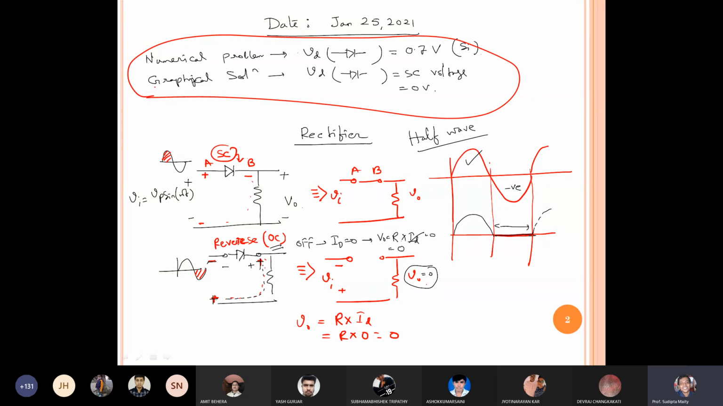I just clearly told before starting the rectifier: for numerical problems, if we solve, we have to take VD equal to 0.7 volt because most of the time we use a silicon diode. For all kinds of graphical solution, we have to consider this a short circuit, so it is 0 volt. We clearly told from the beginning. So that's why do not consider 0.5 volt. You can consider it, there is no issue.